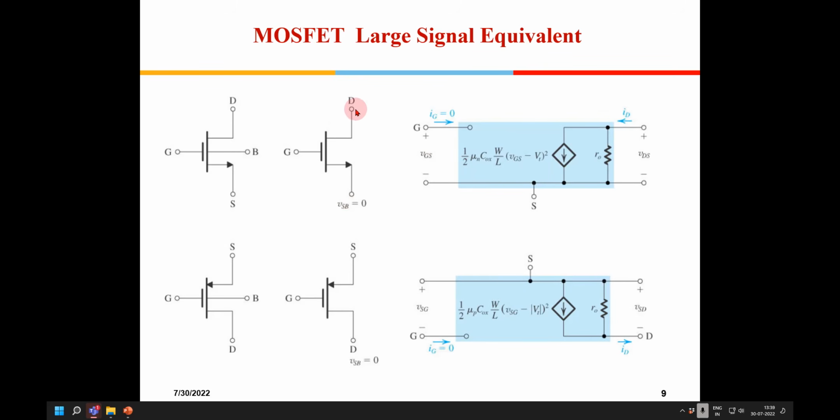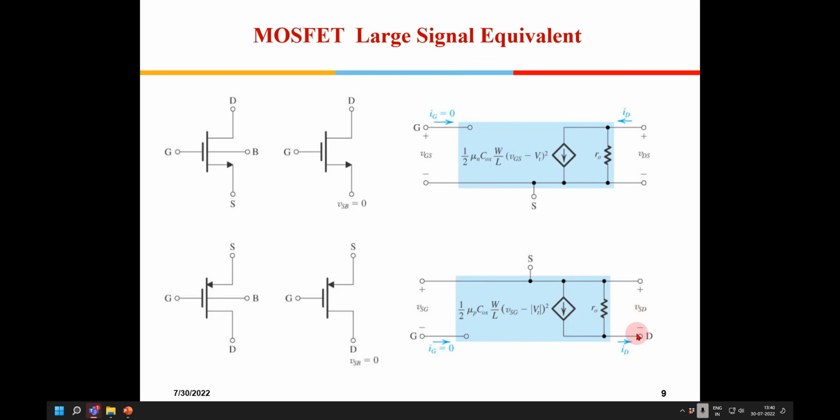Now this is for the NMOS. So this is one symbol of NMOS. This symbol is also used in many places. This is for PMOS. For the PMOS also it is the same. The only difference in the symbol is that the source is on the top and the drain is at the bottom. This is the current direction, R0.